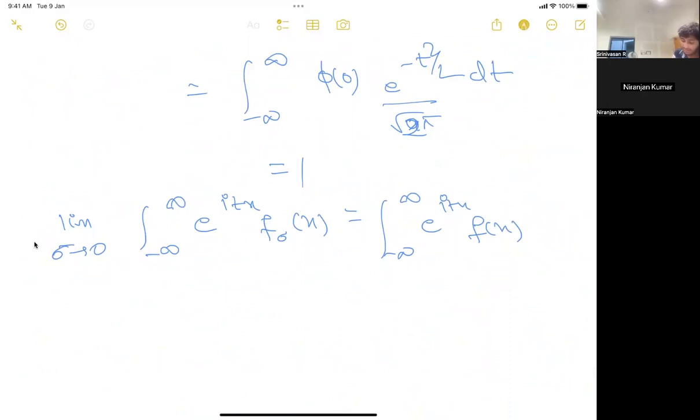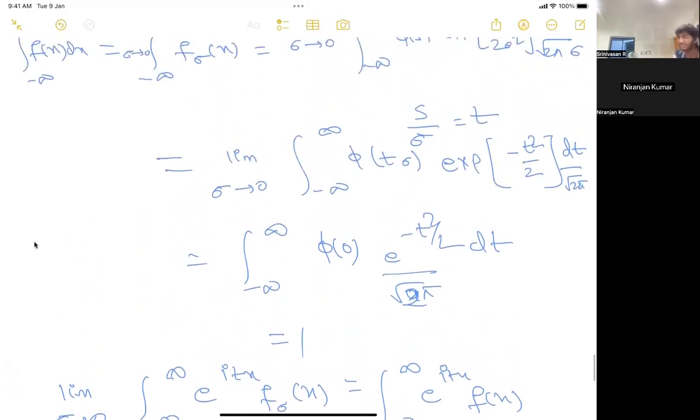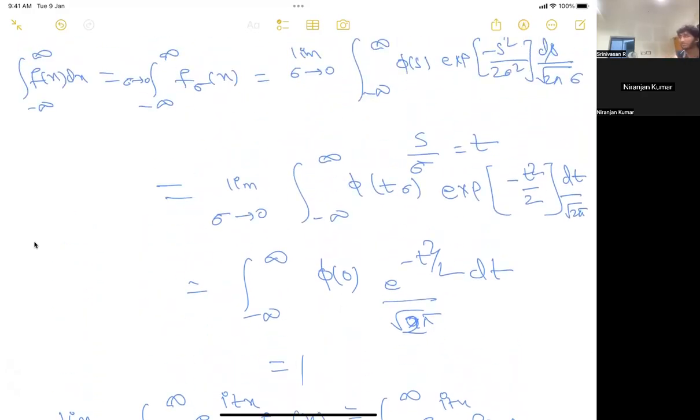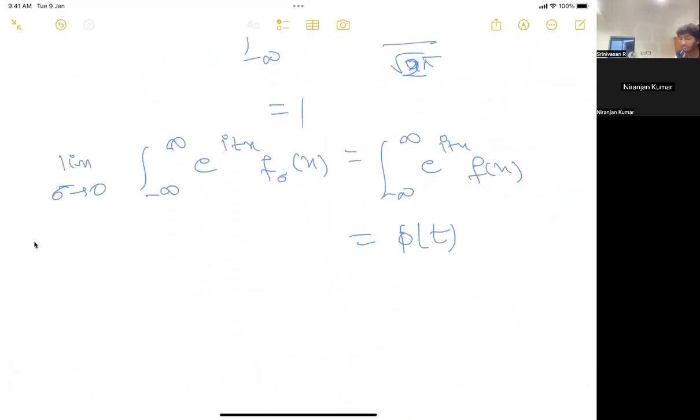That will give you that this is equal to phi of t. To understand why t is coming here, in this case it was 0. In that case, when we make a shift of t, you'll get phi of t plus sigma s, and that t will, because phi is continuous everywhere, result in this becoming phi of t.